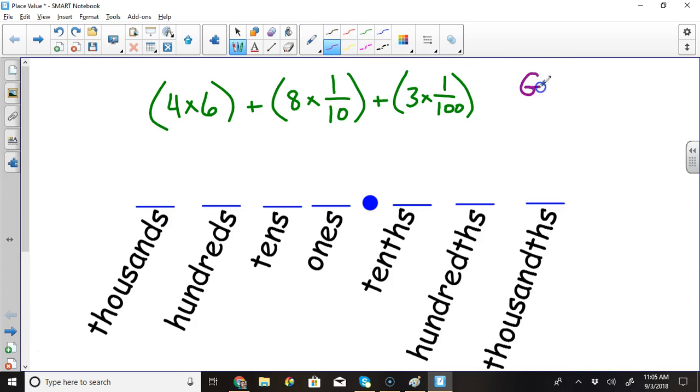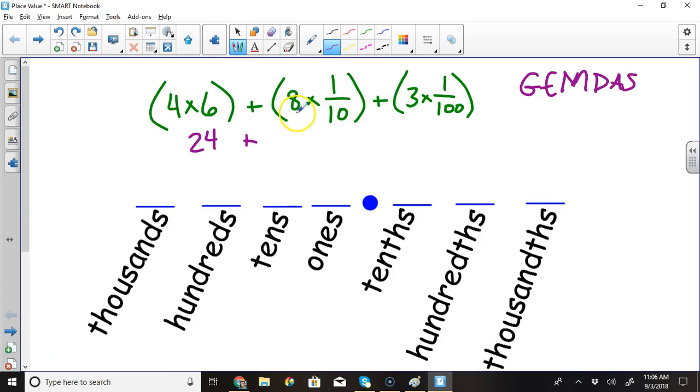So with this expression, I see some grouping symbols, and addition and multiplication, and a few operations. So I need to remember my order of operations. And instead of PEMDAS, remember I use GEMDAS for grouping symbol because the grouping symbol isn't always a parenthesis. All right, so first inside my grouping symbols, 4 times 6 is 24 plus 8 times 1 over 10.